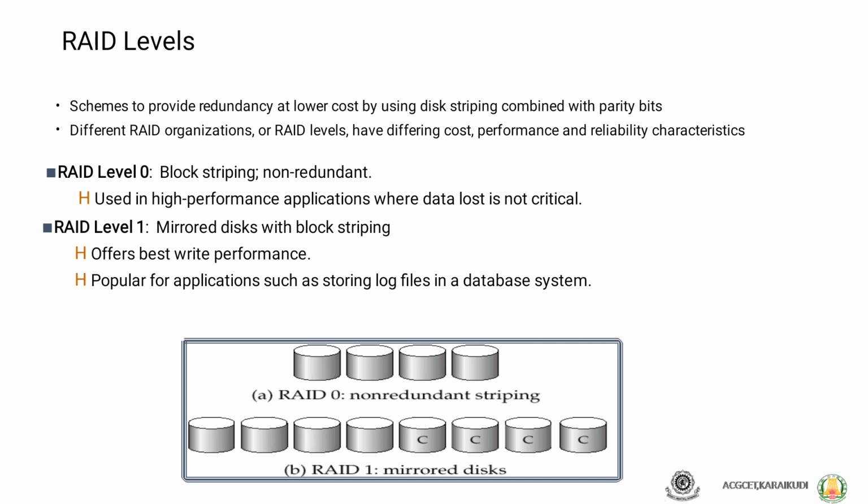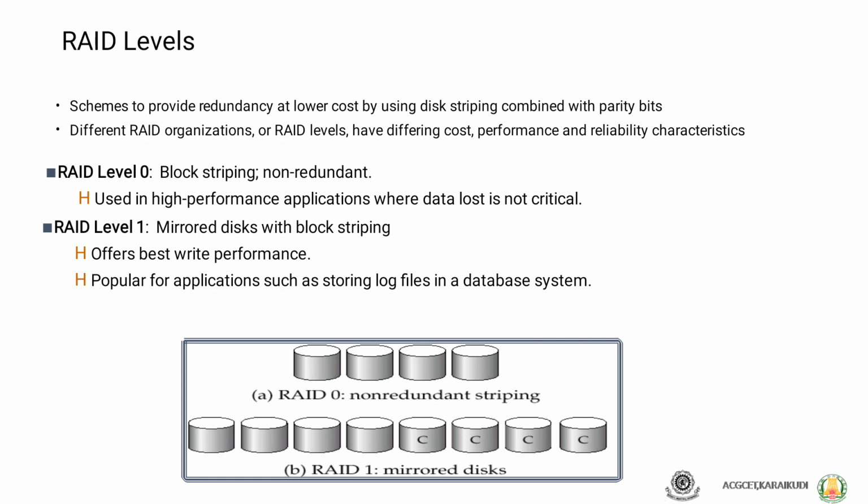Next, RAID level 1, it is mirror disk with block striping. RAID 1 is an array consisting of at least two disks where the same data is stored on each to ensure redundancy. The most common use of RAID 1 is setting up a mirrored pair consisting of two disks in which contents of the first disk is mirrored in the second. This is why such a configuration is called mirroring.